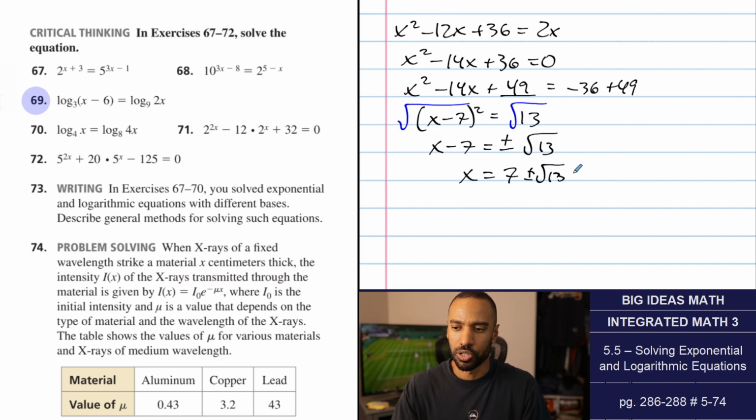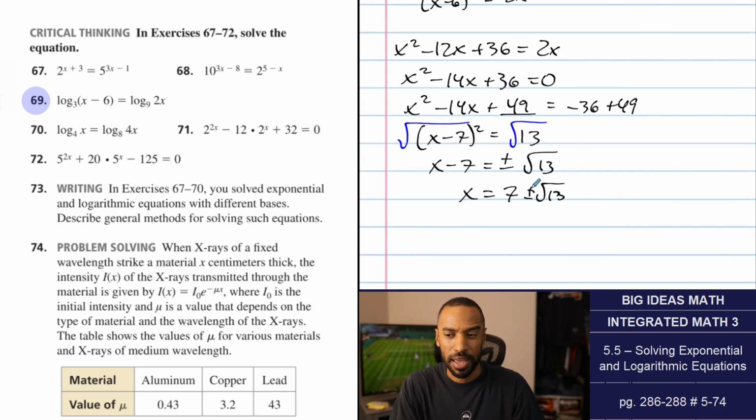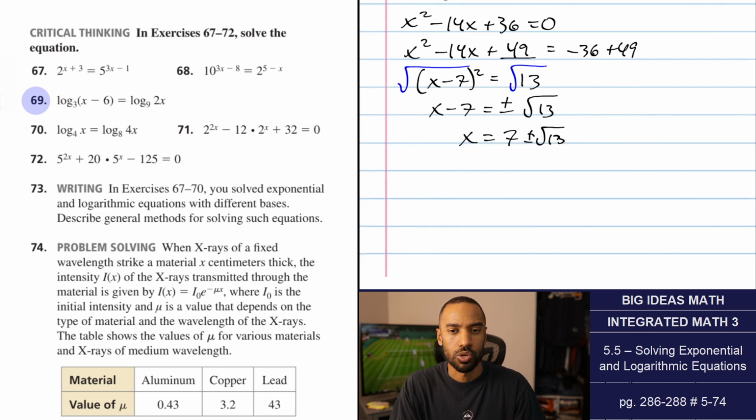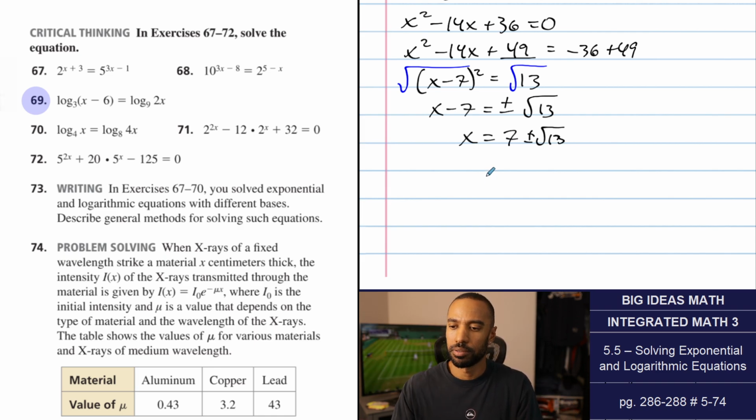Now, as far as answers go, that can work because there's an x minus 6. 7 minus root 13 is going to be a no-go. So 7 plus root 13 should be fine. What is 7 plus root 13? It is 10.606 about.